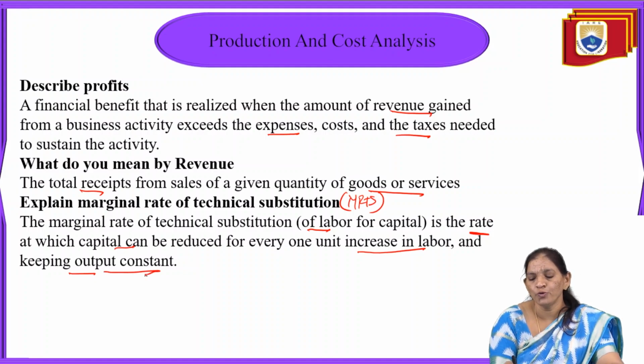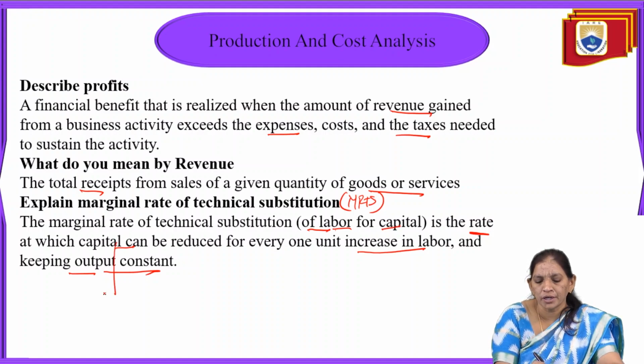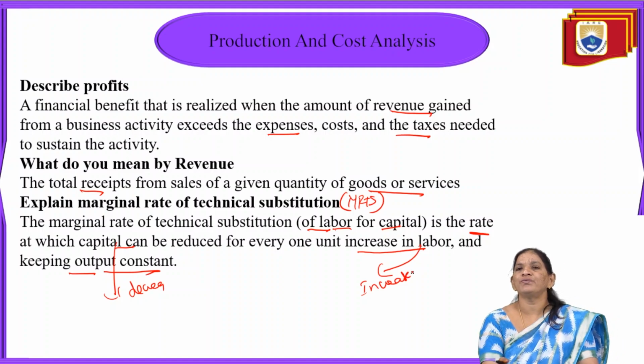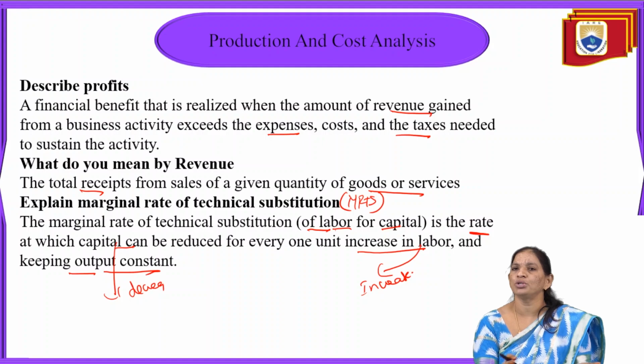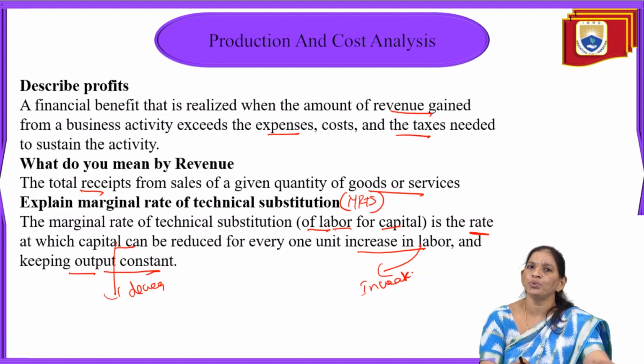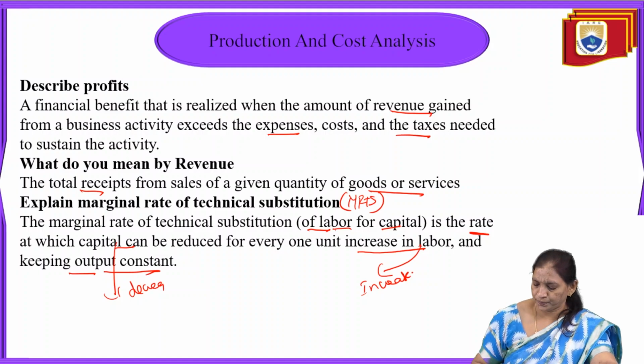Here, when we take two factors like labor and capital, capital is decreasing and labor is increasing. Though these two factors change their proportions, because of the marginal rate of technical substitution, the total output will be constant.